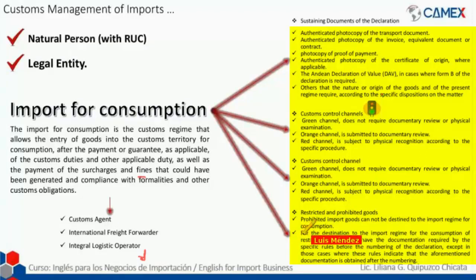On the other hand, for the destination to the import regimen for the consumption of restricted goods, there are some documents that we will need, some documentation required for specific rules before numbering the declaration. But there are cases where we can number our declaration, and then we can have the documents. In this case, it is especially for the restricted goods, like I said, for the goods that you will need a permission before or while you are declaring.